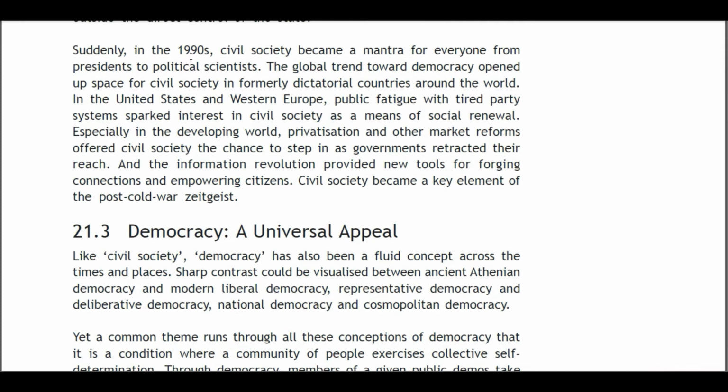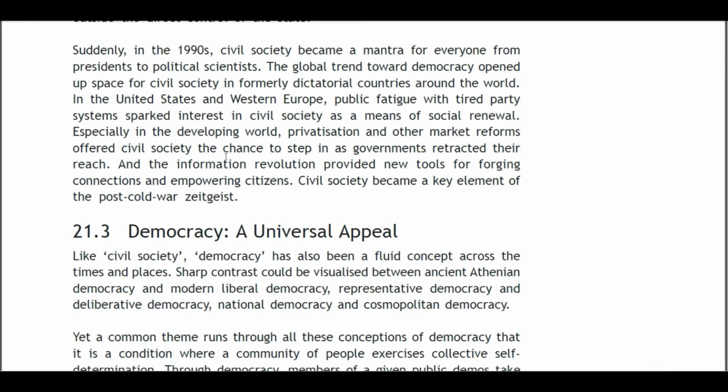Suddenly, in the 1990s, civil society became a mantra for everyone from presidents to political scientists. The global trend towards democracy opened up space for civil society in formerly dictatorial countries around the world. In the United States and Eastern Europe, public fatigue with tired party systems sparked intense interest in civil society as a means of social renewal, especially in the developing world.